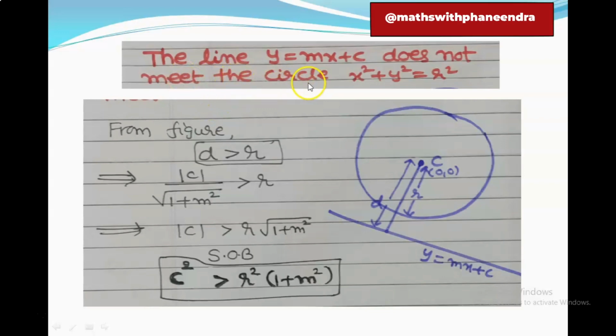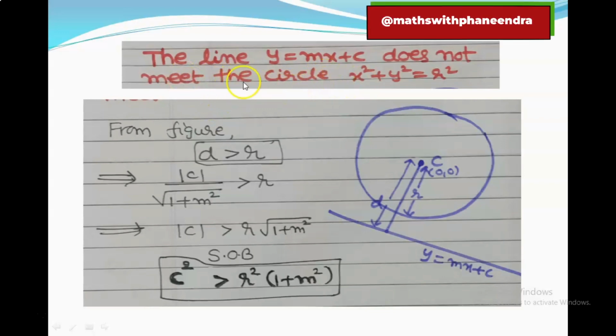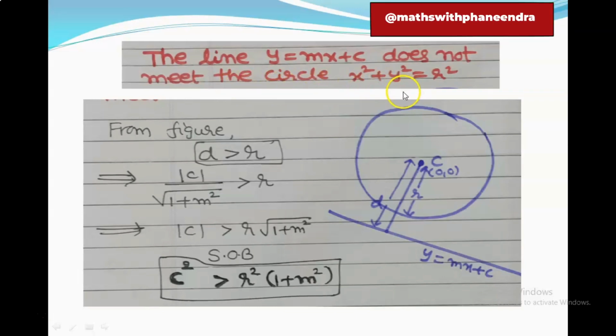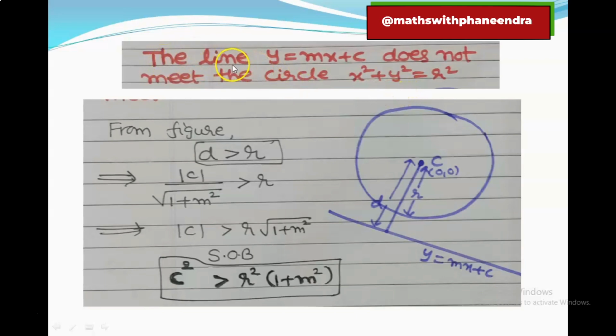The line y equal to mx plus c does not meet the circle x square plus y square equal to r square. That means the line does not intersect and it is away from the circle. Observe in the diagram, this is the circle equation whose center is 0, 0 and radius is r. The line y is equal to mx plus c is away from the given circle.